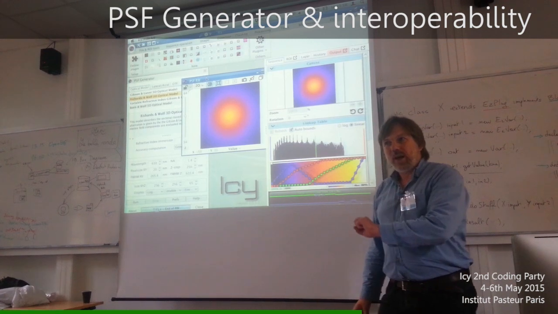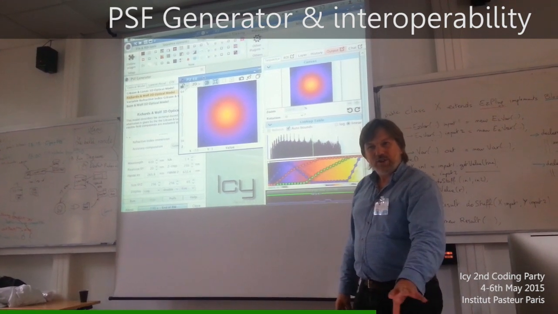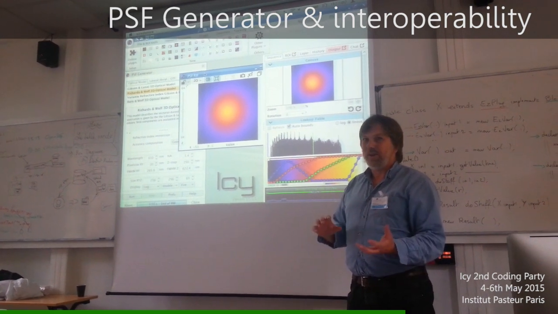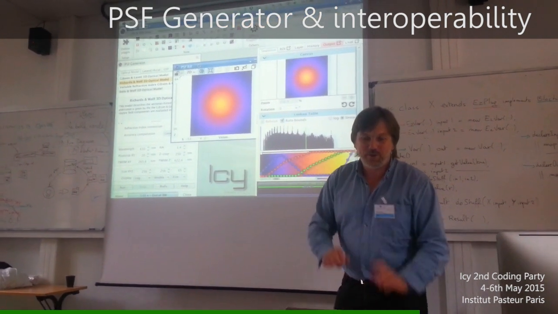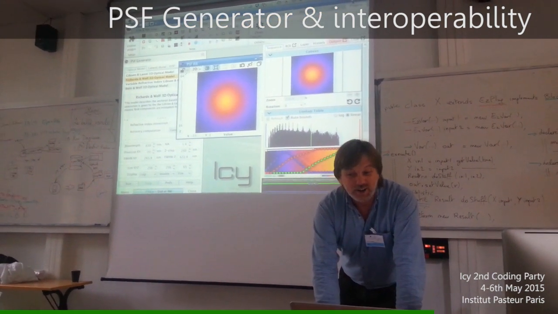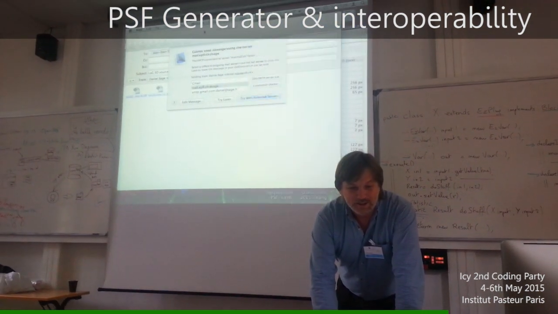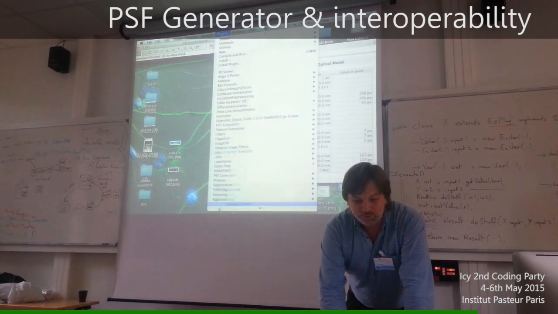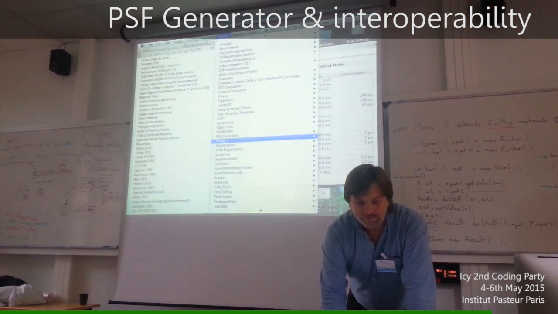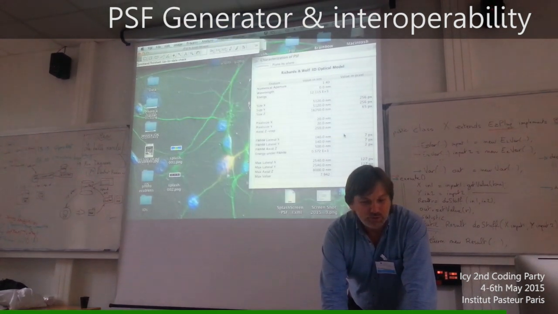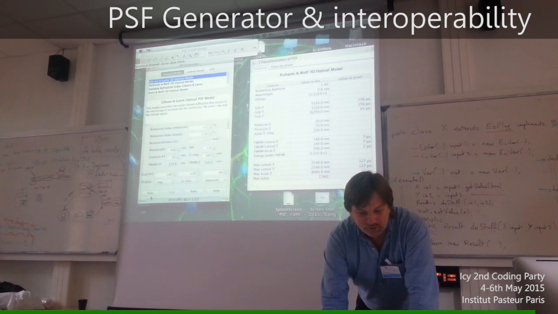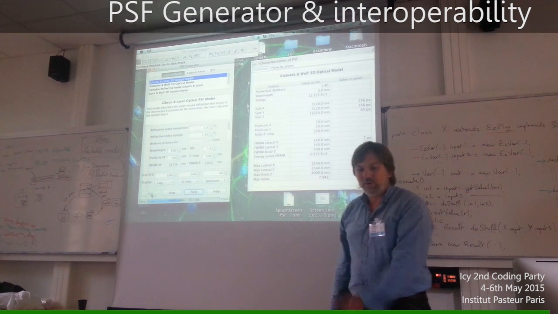In Icy we have a jar file, and this jar file is common for Icy and ImageJ. So the same jar file runs also in Fiji or ImageJ. So it looks exactly the same. Probably it's not the same parameters, but I can run the same things.